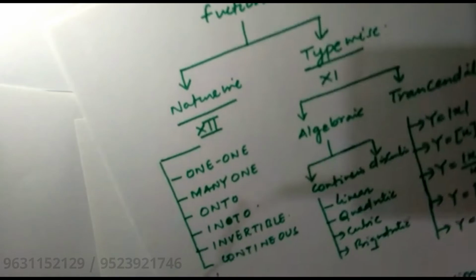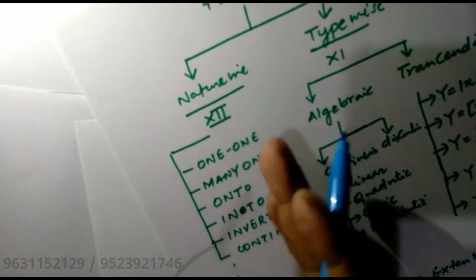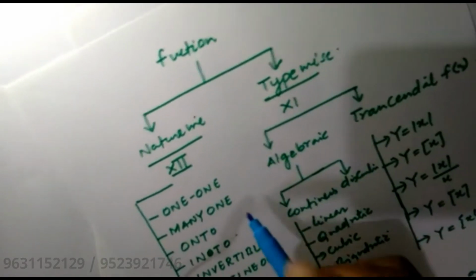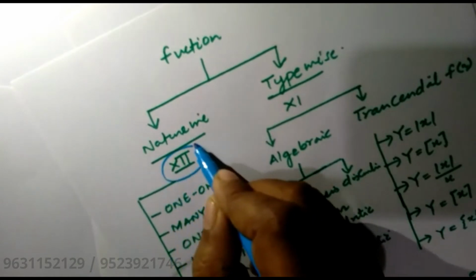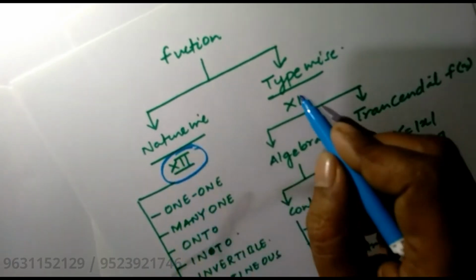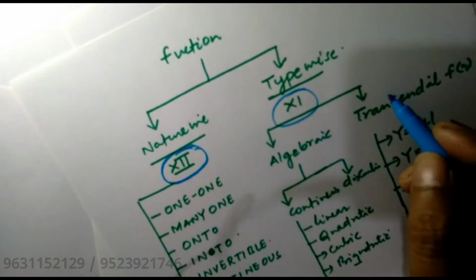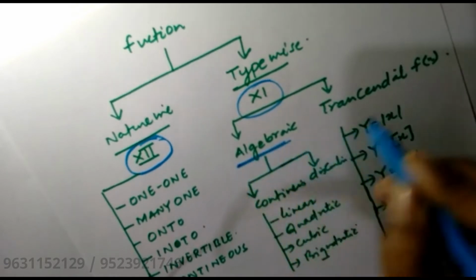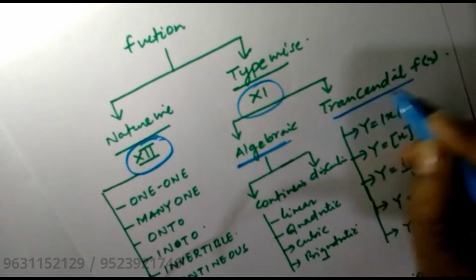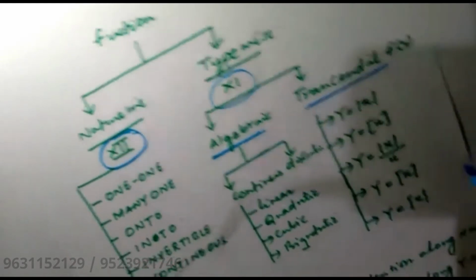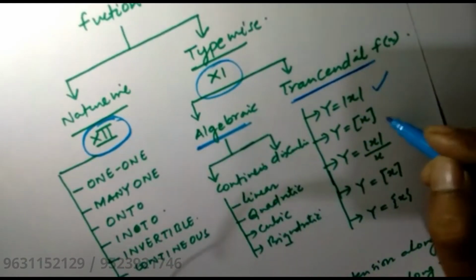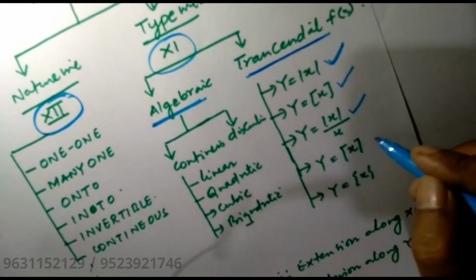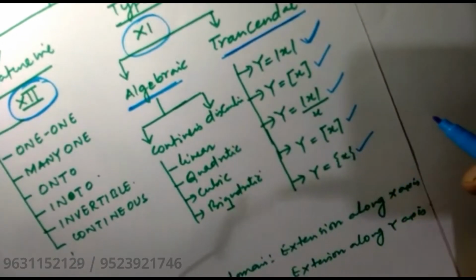There are so many categories of functions, but here you can classify functions into two major categories. The first one is nature wise and the second one is type wise. Actually, nature wise is in your 12th class and type wise is in your 11th class. Inside type wise we will discuss the behavior of functions. Here algebraic and transcendental are the main categories. Inside transcendental functions, your functions are y equals greatest integer, y equals modulus x, y equals signum function, y equals least integer, y equals fractional x, like this.